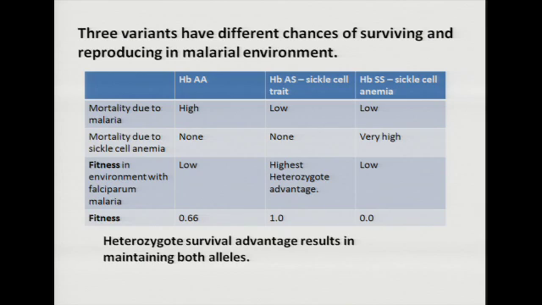And of course, the AA individuals didn't. So we can talk about the fitness, that is the likelihood of surviving and reproducing in an environment, and its fitness specific to this environment. So in an environment with falciparum malaria, the fitness of the A individuals is low. The fitness of S individuals is low regardless of whether there is falciparum malaria.